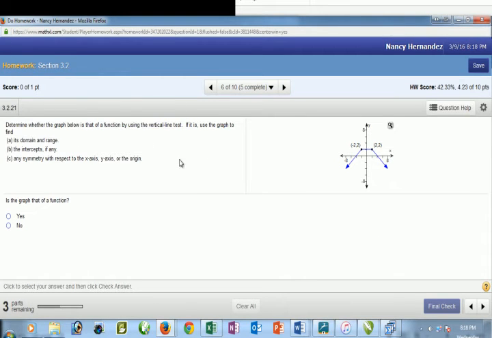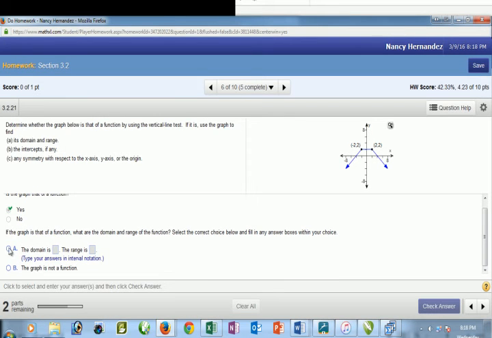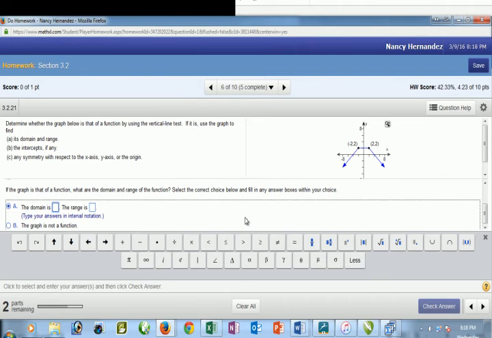Determine the domain and range. Domain goes left, range goes right. Is the graph a function? Yes. Cool. How far left does the domain go? It goes open parentheses. Let's find some parentheses. Okay. Oh, there we go. You know it goes from where? Negative infinity to what? Positive infinity.